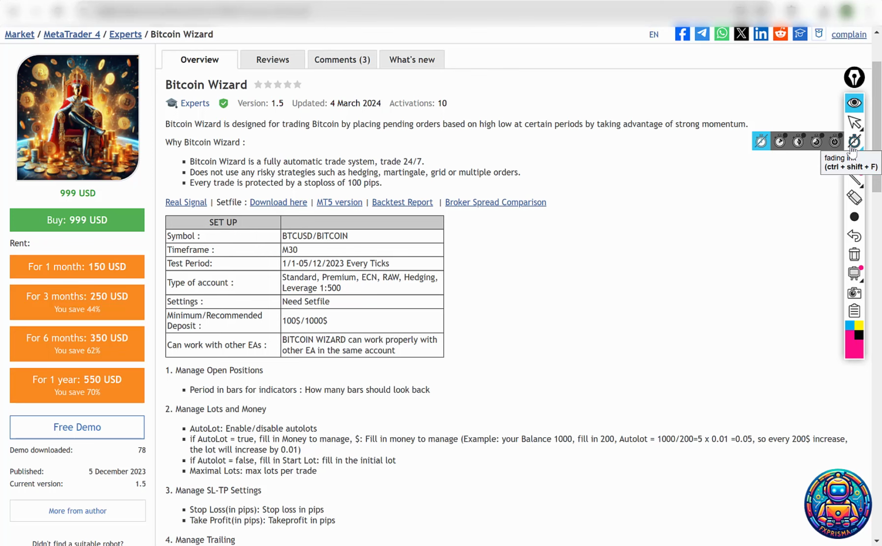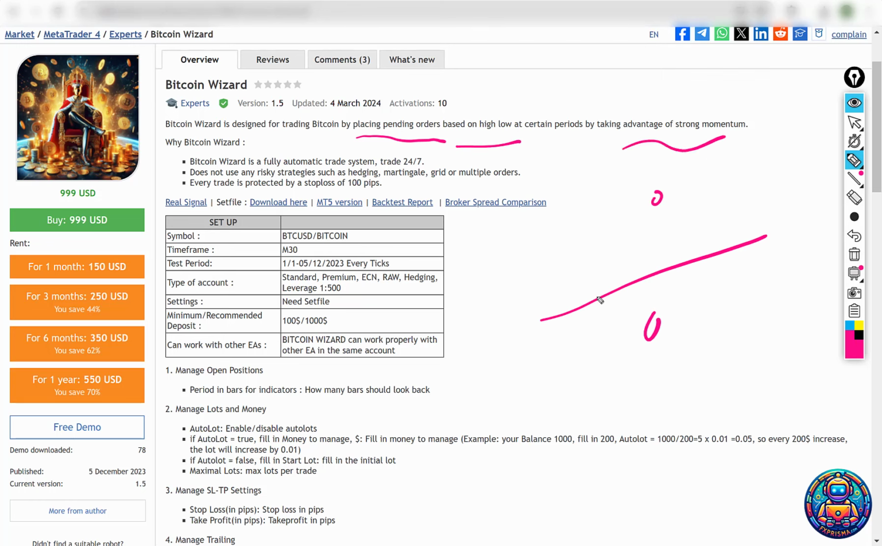Now for the Bitcoin Wizard, you can notice that this seems to be a very new EA and it seems to be transparent. What I mean by that is you can see that he is explaining how his robot is working. So basically it says that this robot is placing pending orders based on the high and low of a certain period and takes advantage of strong momentum. That is one of the good things that I like about this EA, because the crypto market is open 24/7, not like Forex where you have to wait for 5 days.